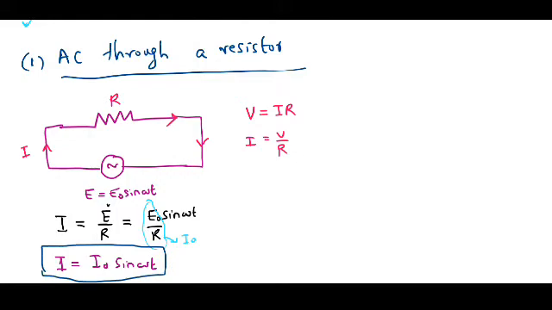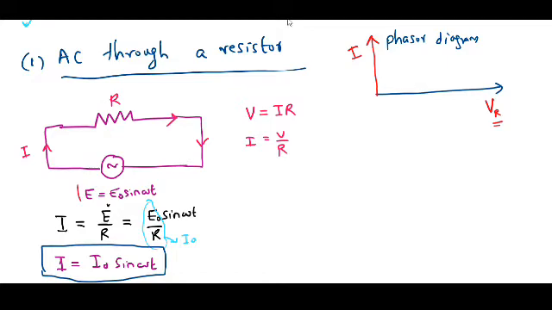Now, if I draw the phasor diagram, this is familiar to you because you have already learned it in the plus 2 class. We represent the voltage along the x-axis and the current along the y-axis. This VR means the voltage across the resistance R. To write the relation between the applied voltage E and the current, we have to check the phase of the voltage and the current.